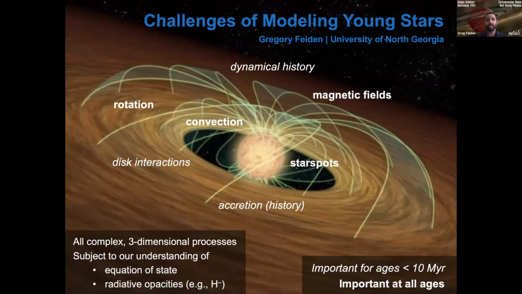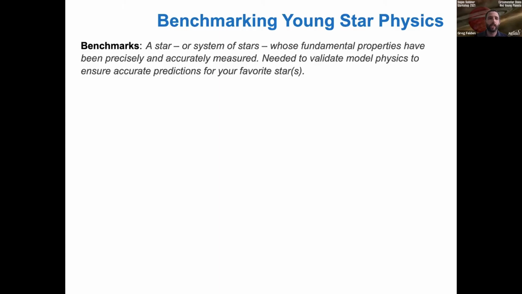And then all of this is subject to the underlying physics that have to be right before we can start thinking about all of these additional physics. So the equation of state, the radiative opacities, we have to make sure we have everything in order, and teasing out all of those small differences or small errors can be extremely challenging for young stars.